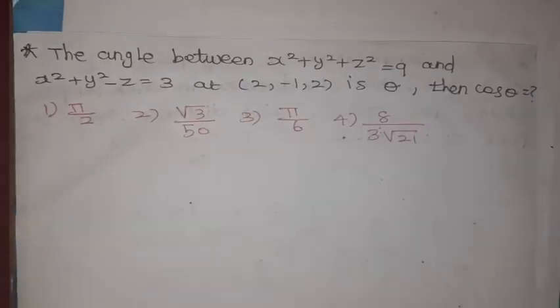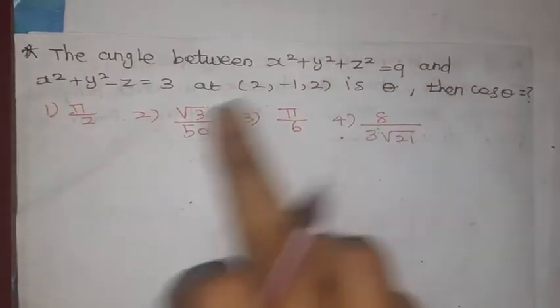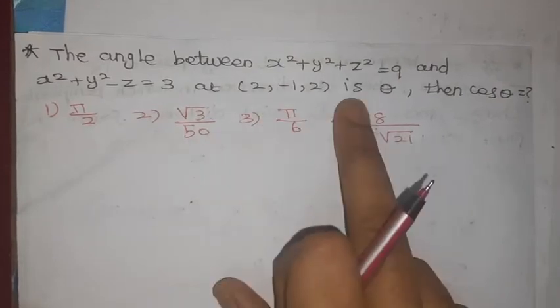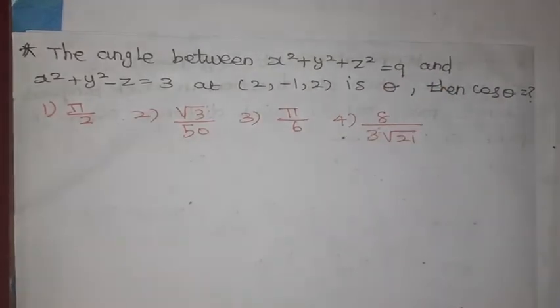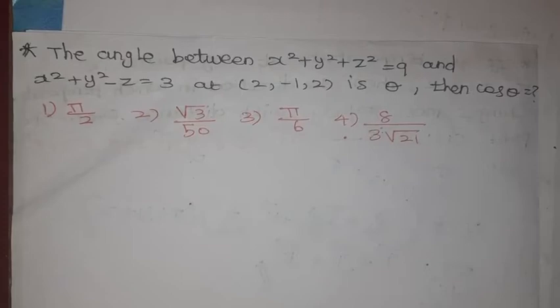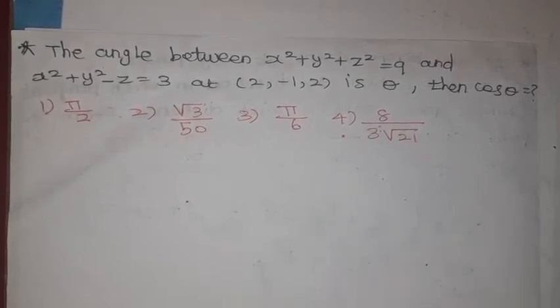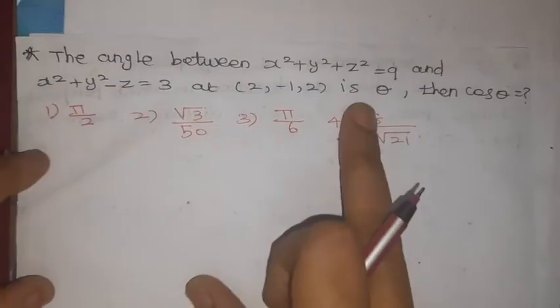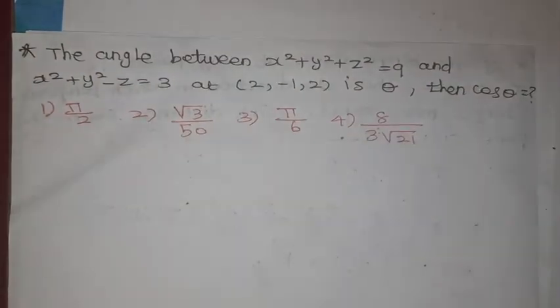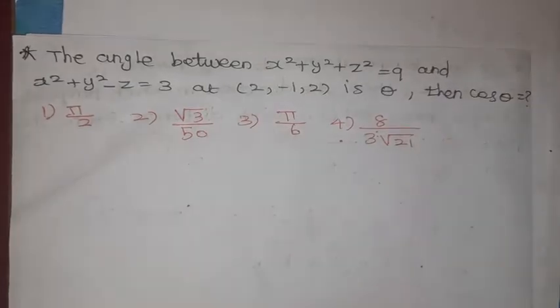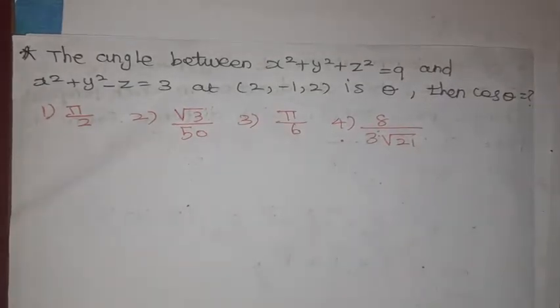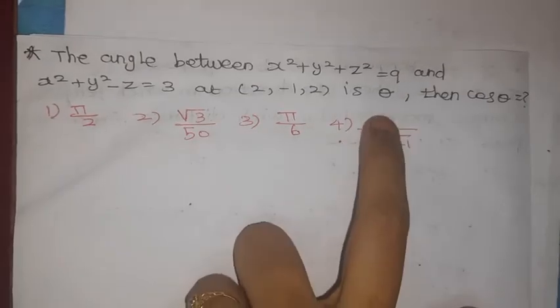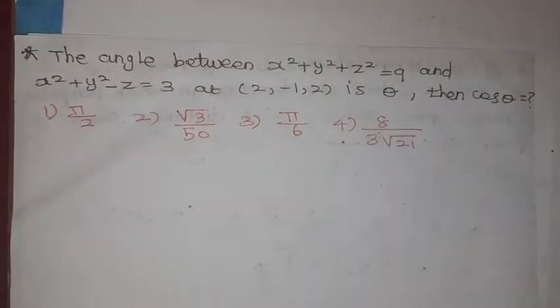Then the angle between two given surfaces, and the point is also given. We need to find the cos theta value. The angle between them is theta, and we are going to find cos theta. In some other problems you should be very careful: sometimes they ask you to find only theta. Here we need to find cos theta.